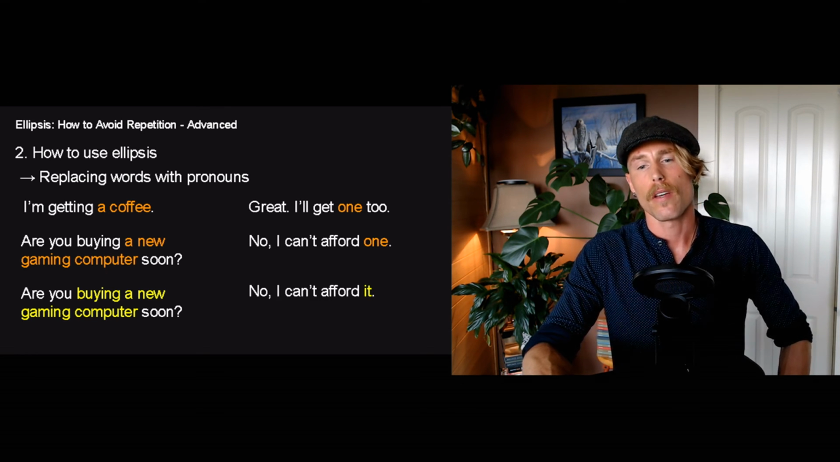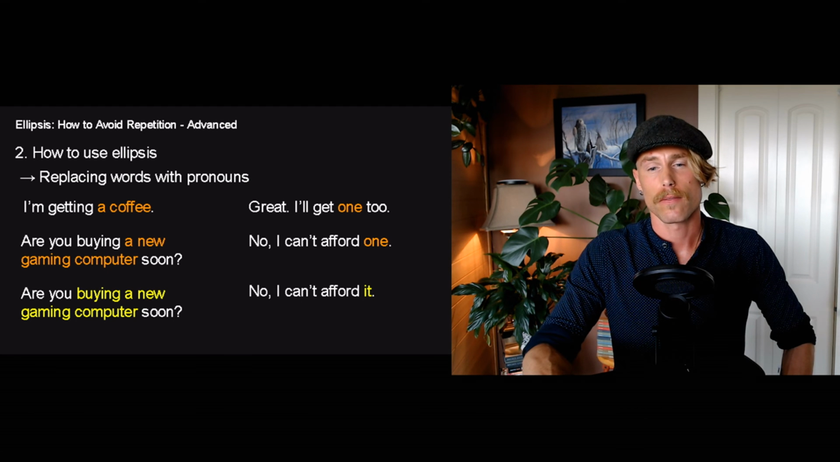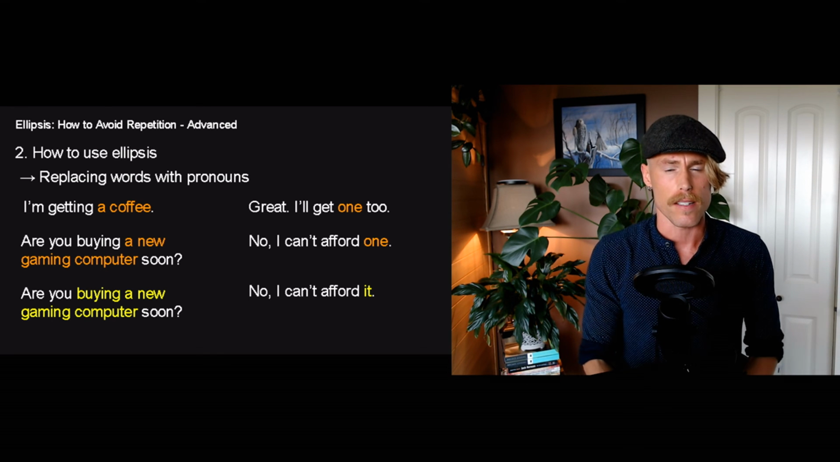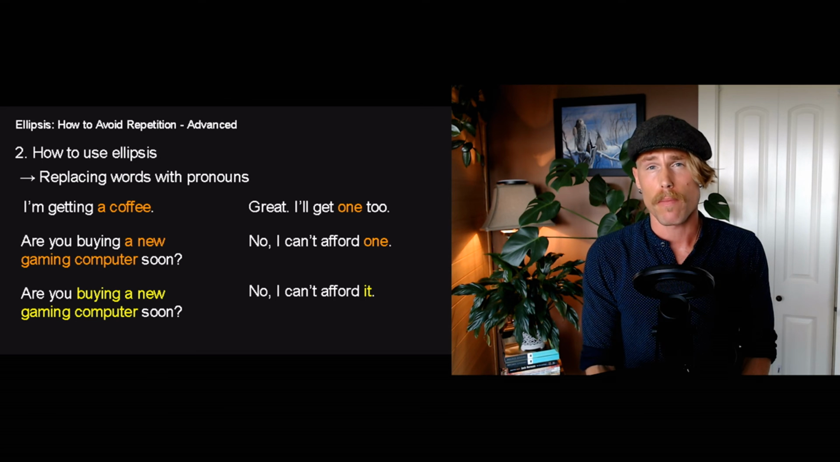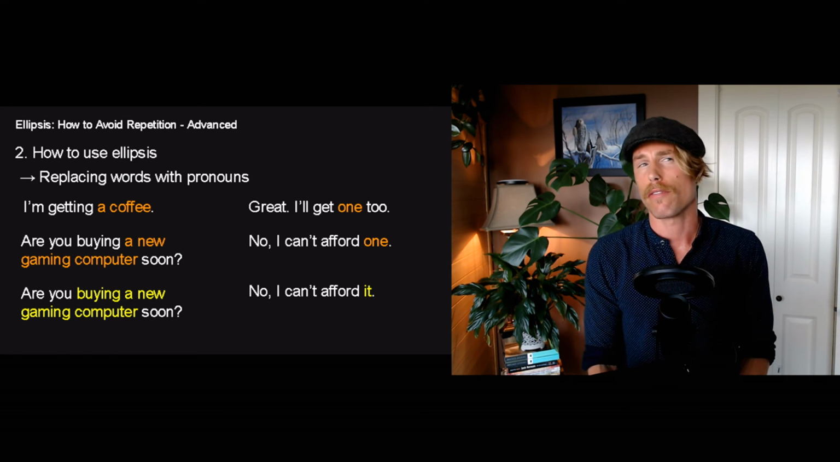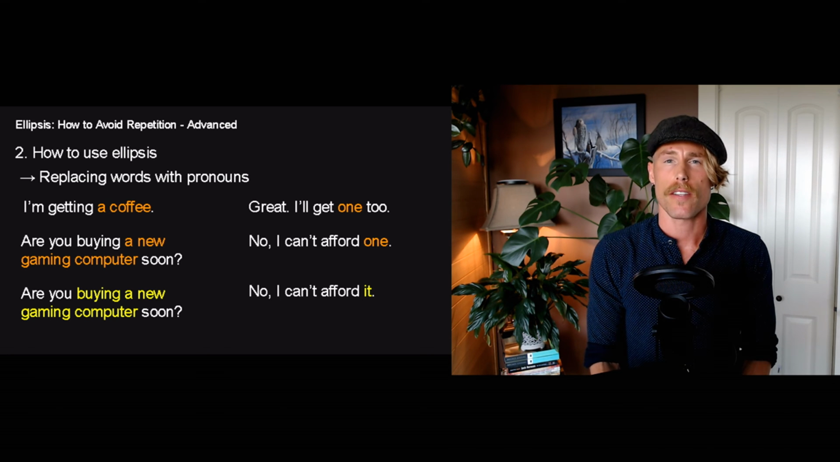Okay. "No, I can't afford it." Or "no, I can't afford one." What do you think the difference is between these two sentences? I think both of them are correct, but they have slightly different meanings. Very slightly. What do you think those differences are? What does one refer to? What does it refer to? Think about it for a second.